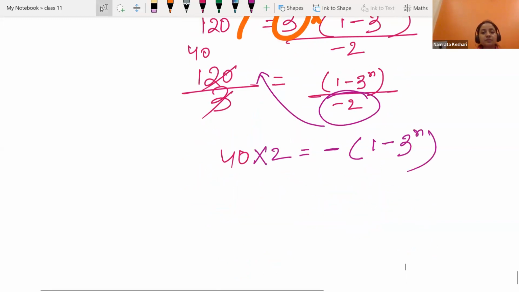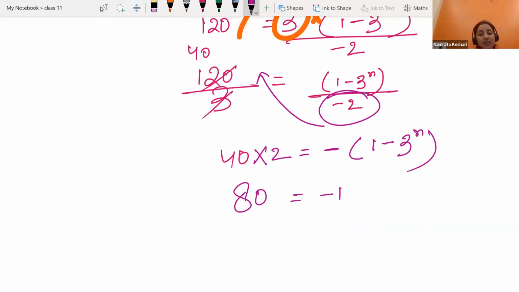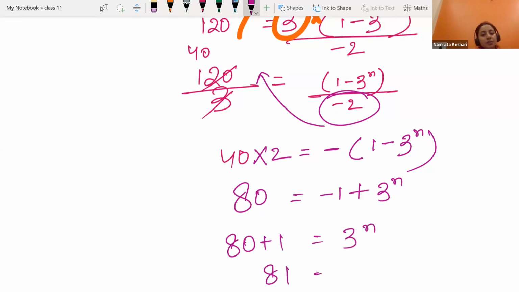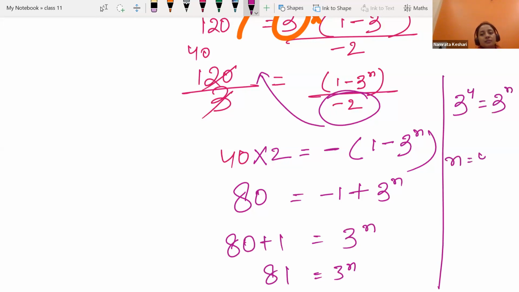Yes. Okay, so we are getting 80 equals negative 1 plus 3 to the power n. Now this 1 we will be taking to this side, so it will be 80 plus 1 equals 3 to the power n. That means 81 is equal to 3 to the power n. 81 means 3 to the power 4, that is equal to 3 to the power n. That means n is 4. Getting it?